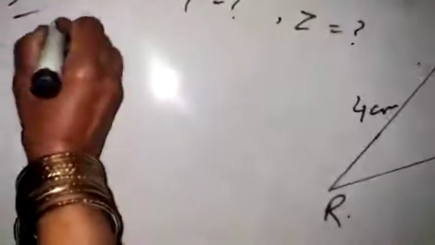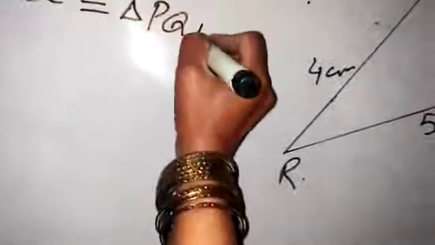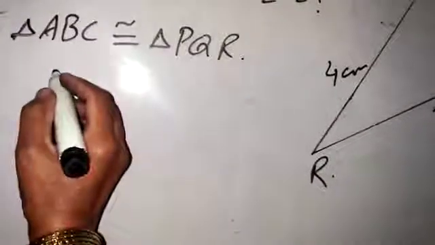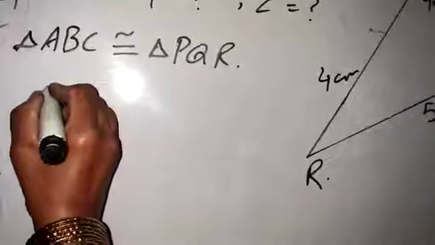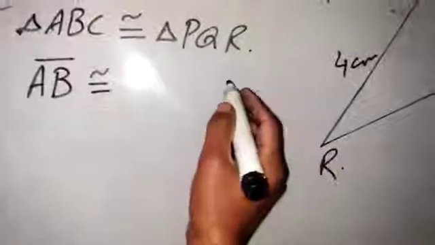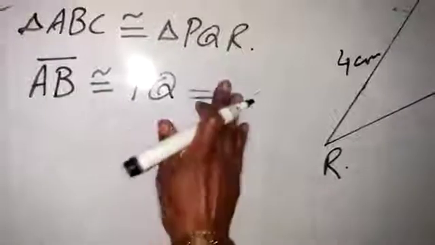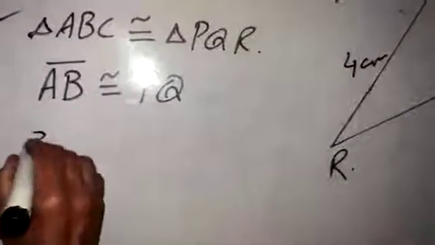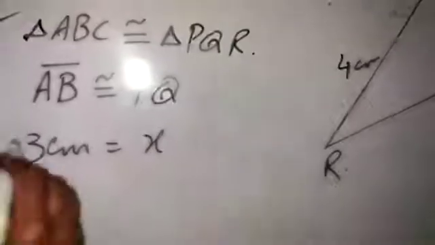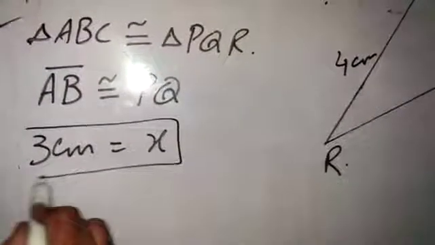As you know that triangle ABC is congruent to triangle PQR and their corresponding sides will be congruent. So side AB of triangle ABC will be congruent to PQ and the value of AB is 3 centimeter, whereas value of PQ is x. So first unknown value x will be 3 centimeter according to the congruency rule.